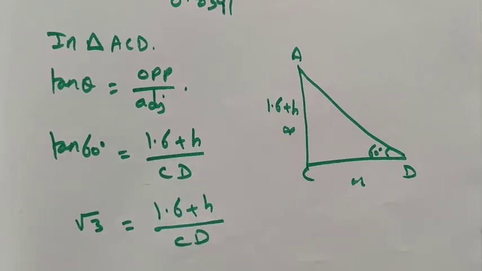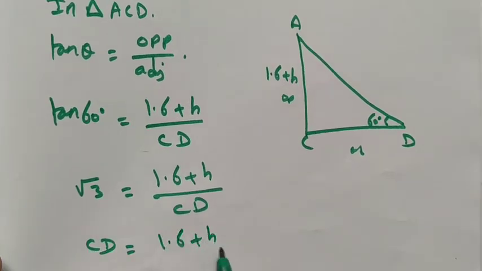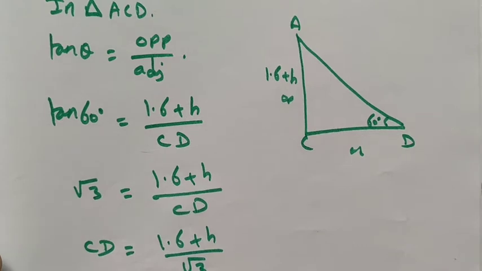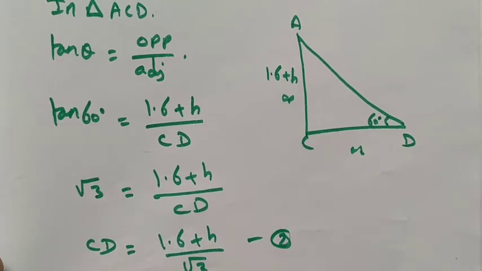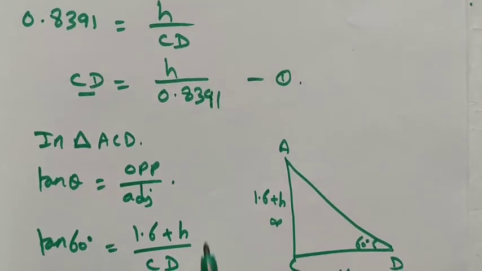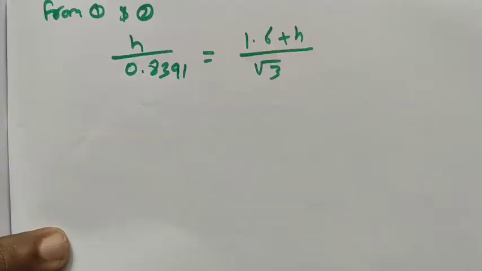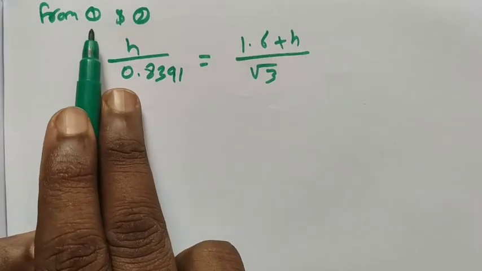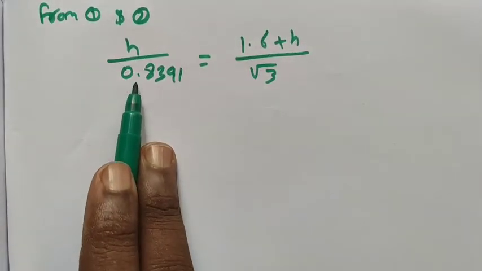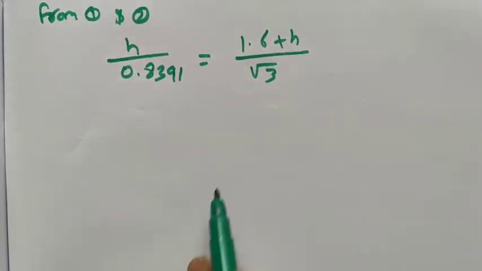I take the CD to this side. CD is equal to 1.6 plus H divided by root 3. Let me take it as equation number 2. See, in equation number 1 and 2, we have CD, right? So we can equate the two equations, number 1 and 2. So both the equations have CD. So let me take the first and second equation, that is H divided by 0.8391 is equal to 1.6 plus H divided by root 3.